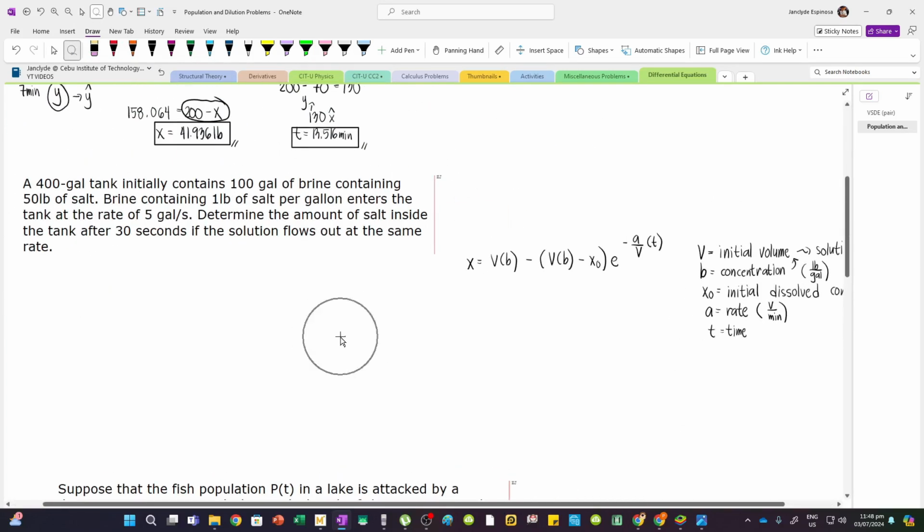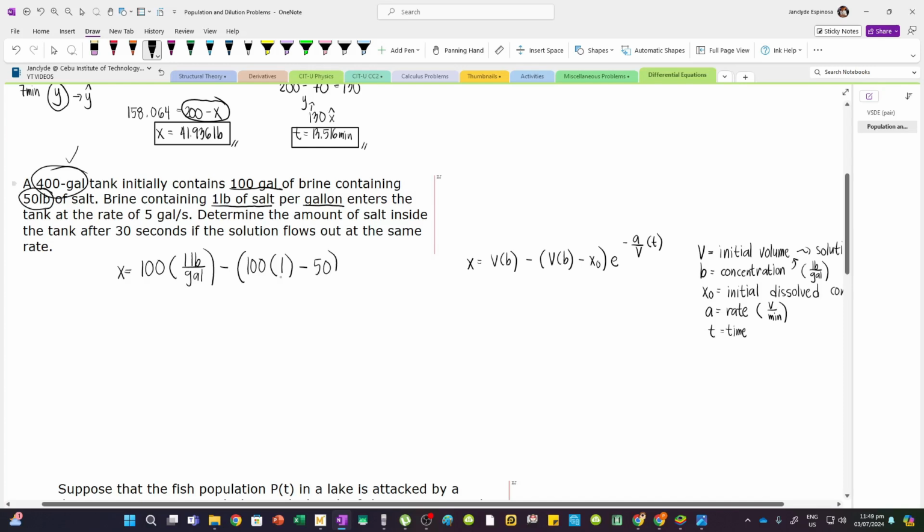So we have x equals, what is the initial volume? We have 100 gallons of brine. Disregard this given, it's going to be useless. This has no consequence to the solution, only this one. So we have 100 gallons of brine multiplied by B, which is the concentration. We have 1 pound of salt per gallon, and then minus V, which is 100 gallons, times again 1 pound per gallon, minus x sub o, which is 50 pounds of salt.